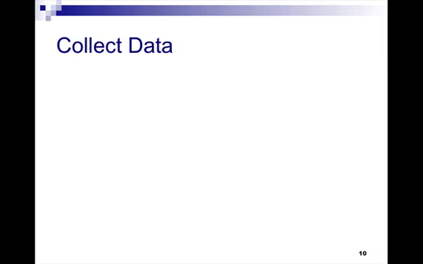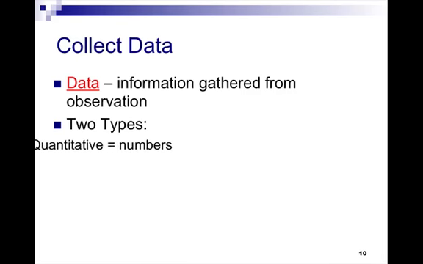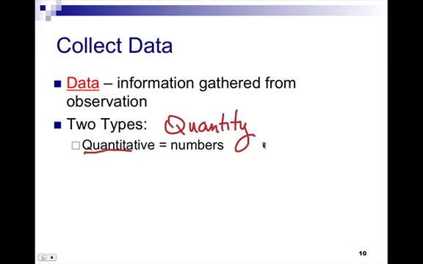Okay, so we then experiment, and the next thing to do is we need to collect data. And data is information gathered from our observation or from our experiment. And there are two types of data. There is quantitative, which are numbers, and in quantitative, you can see the word quantity. So, an example of that would be, there are 7 birds at the feeder. That is quantitative data.